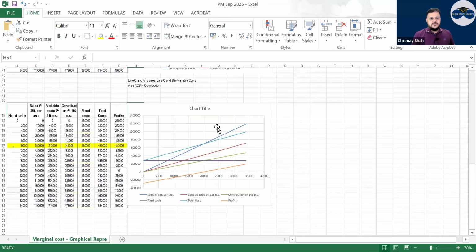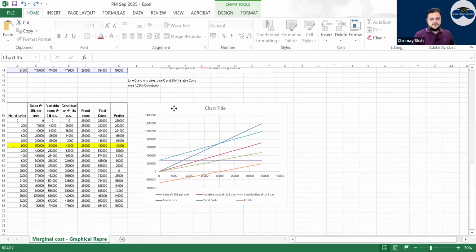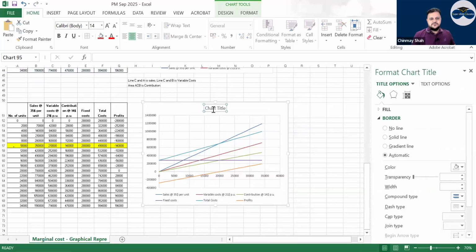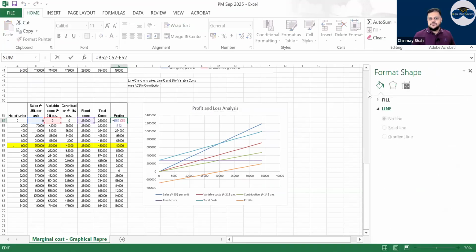Again, now we have to analyze profits here. Profit and loss analysis. Write down the chart title: Profit and loss analysis. Correct. Now to get profit, what is the formula? Tell me. Two ways you can calculate profits. How can you calculate profits?